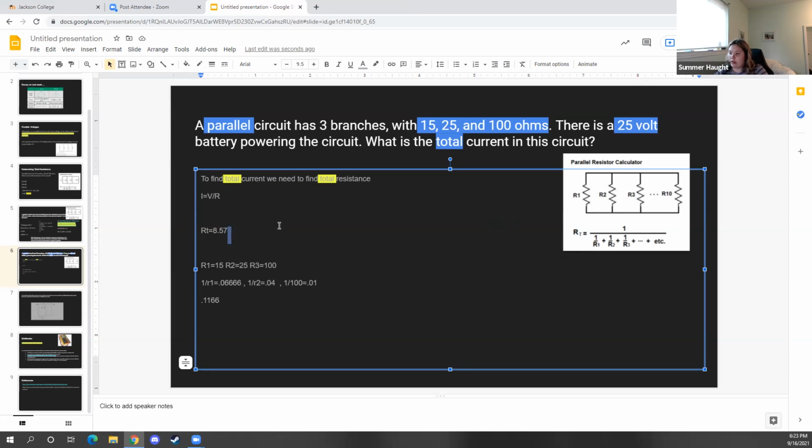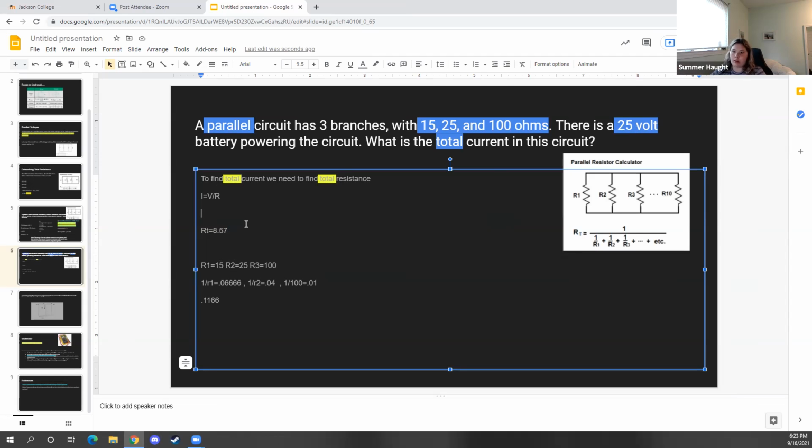Now that we have RT, it's the easy stuff that we're totally used to, which is we just use this equation, I equals V over R. We know that the voltage is 25, it doesn't change. So you do 25 V divided by the total resistance, 8.57, to give us 2.917 as our current.